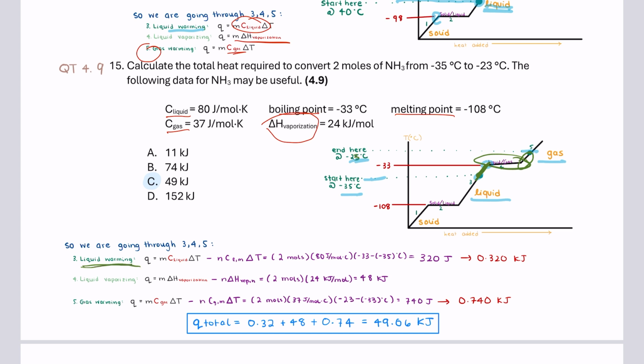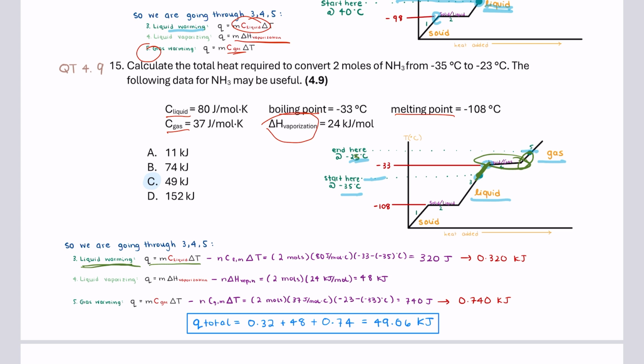Step 1 is heating the liquid ammonia, starting from negative 35 degrees Celsius to negative 33 degrees Celsius. To calculate the amount of heat absorbed during this temperature change, we can use a familiar equation from thermochemistry, and that equation is Q equals mc liquid delta T, where Q is the heat absorbed, m is the mass in grams, C is the specific heat in joules per gram per degree Celsius, and delta T is the temperature change.